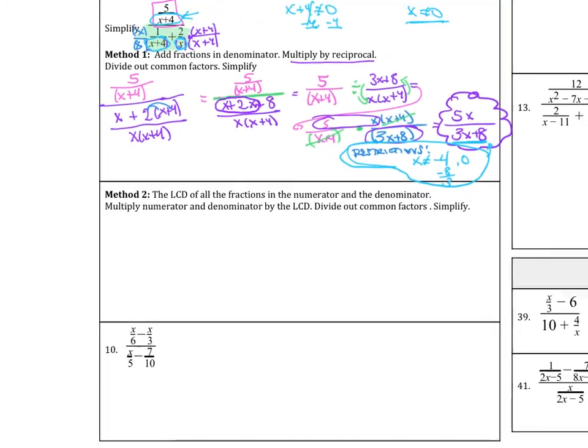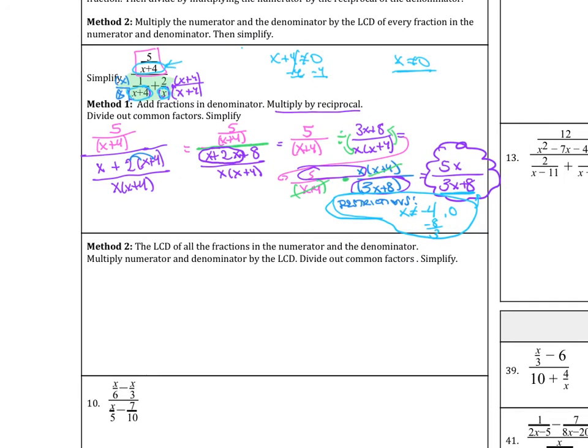Now let's try method 2. We're going to multiply the LCD of all the fractions in the numerator and denominator, and then we're going to multiply that to every single term. So I'm going to rewrite this problem. It's 5 over x plus 4 all over 1 over x plus 4 plus 2 over x.